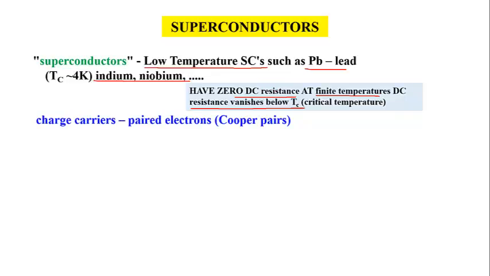So the charge carriers in the low temperature superconductors are what are called Cooper pairs. They're paired electrons, and the theory for this type of conductivity led to a Nobel Prize.